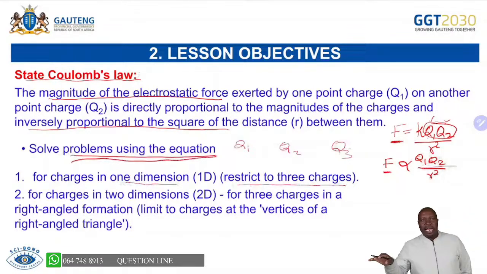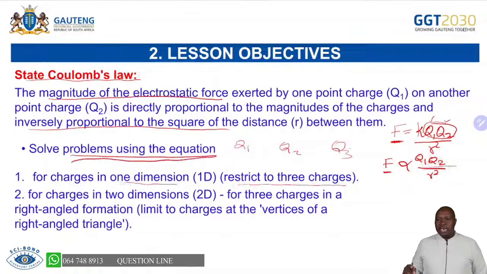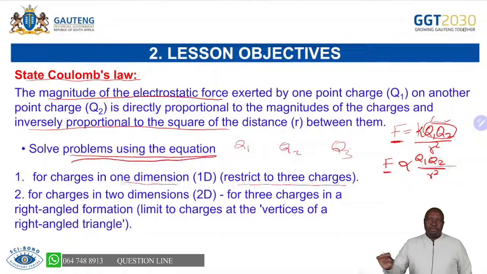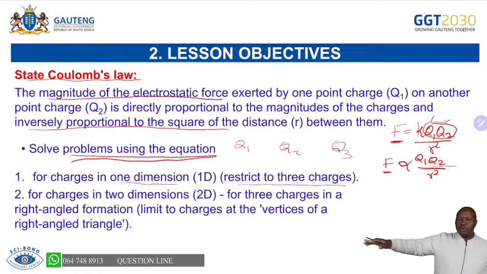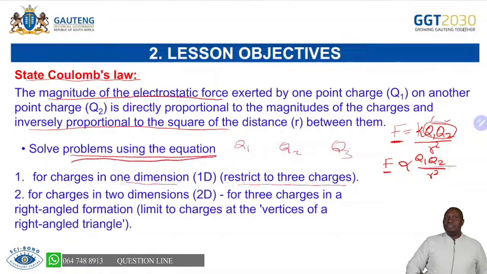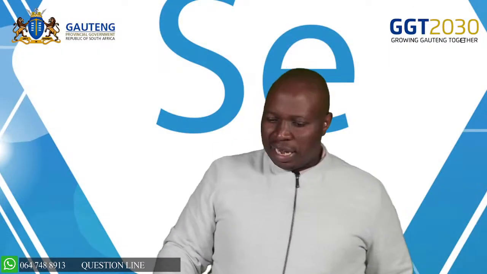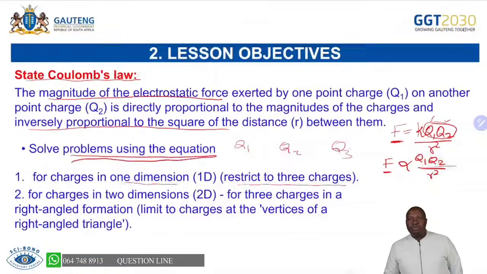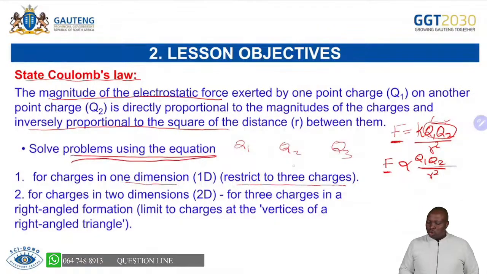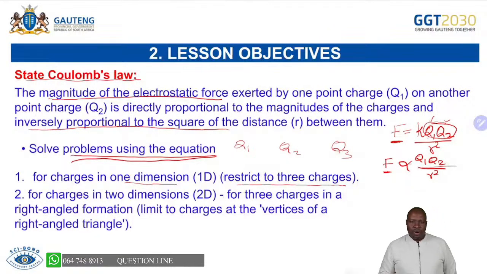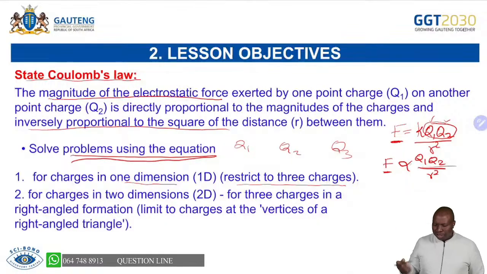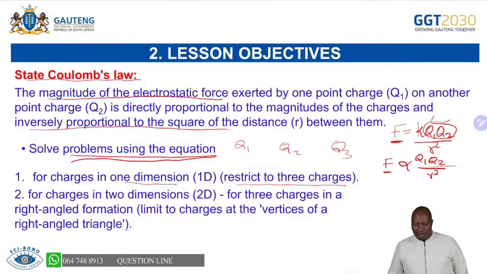We're not saying the straight line must be horizontal. It can be vertical, but as long as they are in one dimension, whether horizontal or vertical, we're talking about one dimension there. So we must be able to solve those, and we are restricted to 3 charges. We will not give you more than 3 charges; it will only be a maximum of 3.